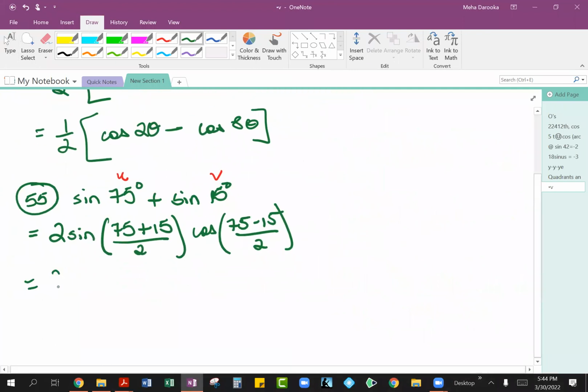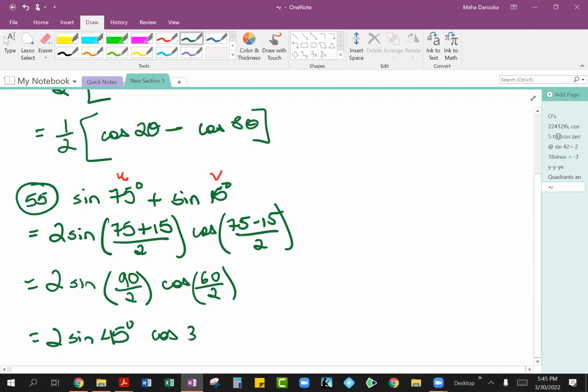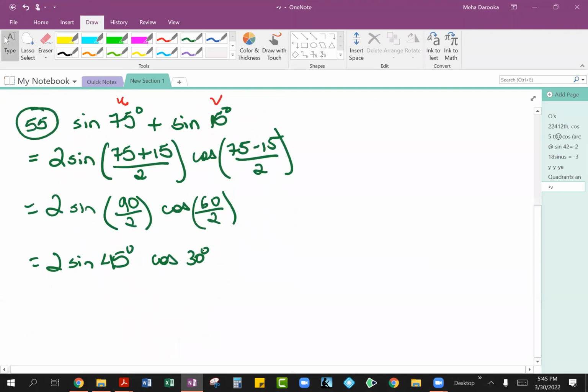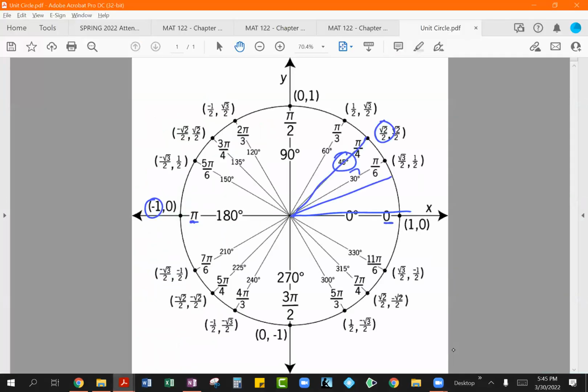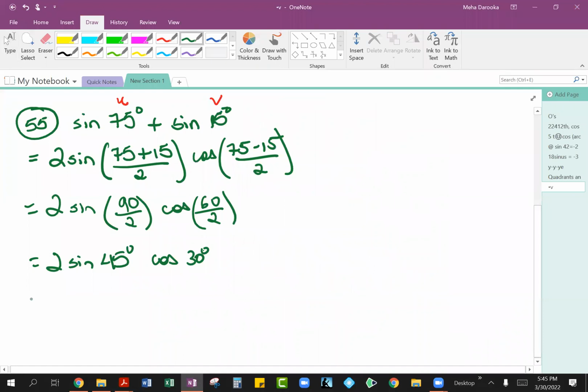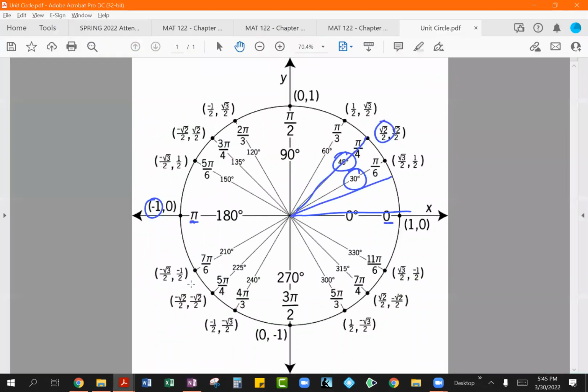And since they're asking you to find the exact value, of course, we will be able to simplify this, because 75 plus 15 will give us what, 90, right? 90 divided by 2, 45. And then this guy was 75 minus 15, so that's what, 60? 60 divided by 2 will give you 30. And both of these are unit circle angles. So you can see 45 degrees, 30 degrees, you are doing sine of 45 and cosine of 30.